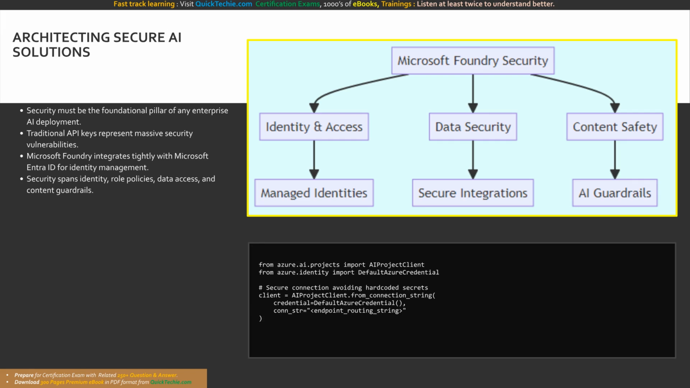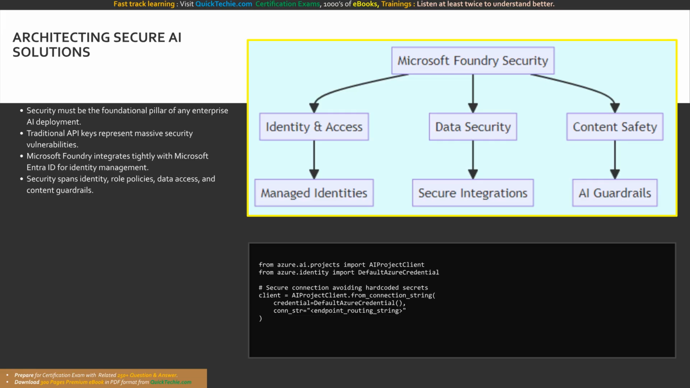We will deeply explore how to implement keyless credentials using managed identities, completely eliminating the need to store secrets in your code. We will also discuss role-based access control, such as the Azure AI Project Manager role, which strictly governs who can publish agents and register applications.